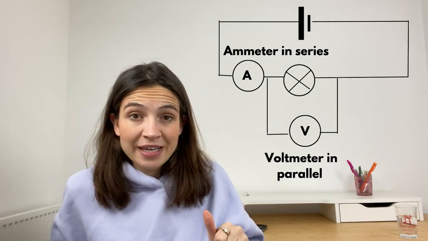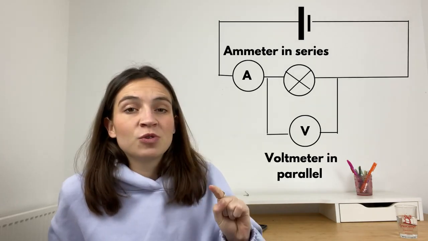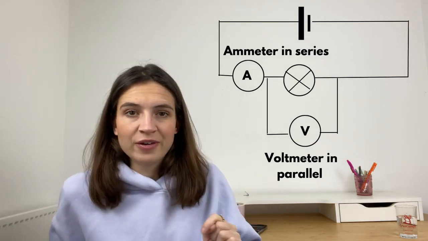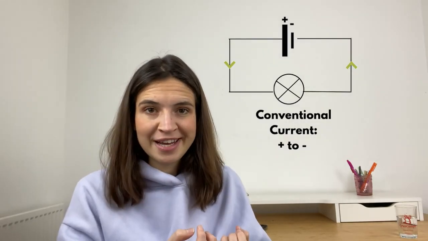Okay, a few things to remember when you are drawing circuit diagrams. Your ammeter should be in series or in line with your components, and your voltmeters should always be drawn in parallel with your components or around your components. Make sure if you're drawing a diode or an LED that you put the arrow in the direction of conventional current flow. Wait, what is conventional current flow? It's the direction that current flows in, from the positive round to the negative.